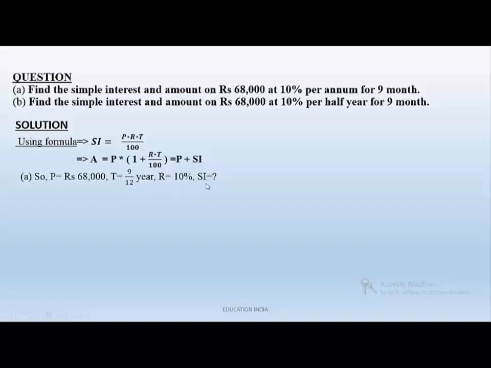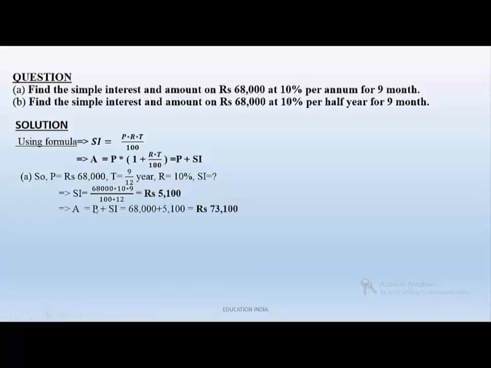Just putting the corresponding values in this equation, we will find that the simple interest to be returned is rupees 5100. So the total amount to be returned is the principal sum 68,000 and the simple interest, that is 5100. So the total amount to be returned is rupees 73,100.